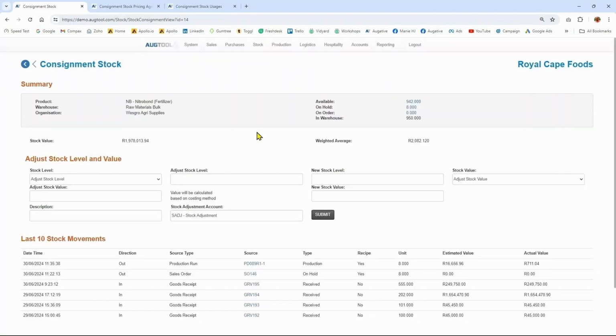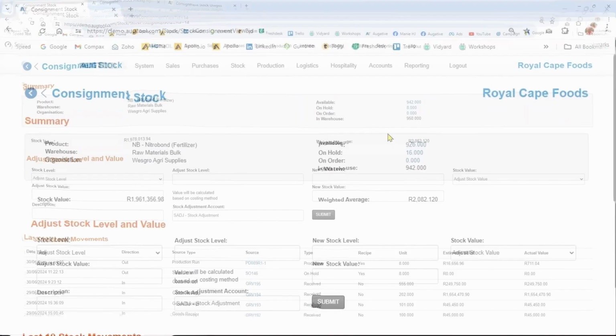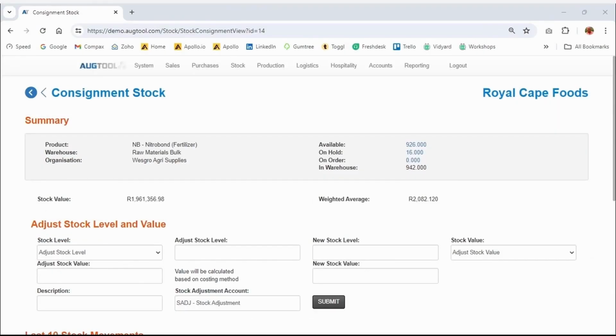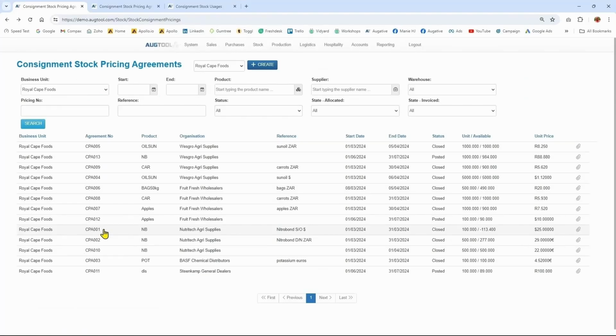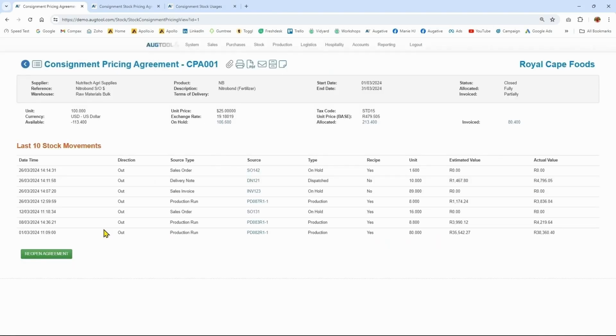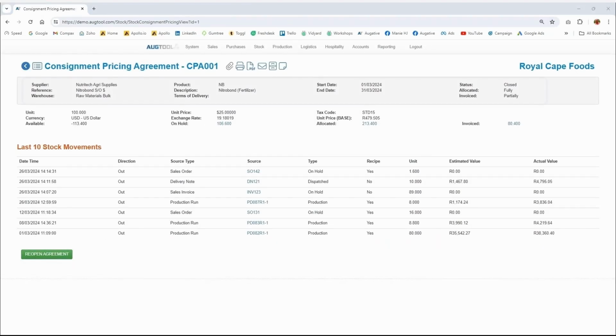OGTool tracks a number of valuable consignment stock states: consignment stock sales availability, consignment open sales and purchase orders, and consignment stock on hand, to name a few. Furthermore, a company can negotiate a consignment pricing agreement with their supplier for a particular inventory item in a specific warehouse for a particular time period at a specific cost per unit of measure.